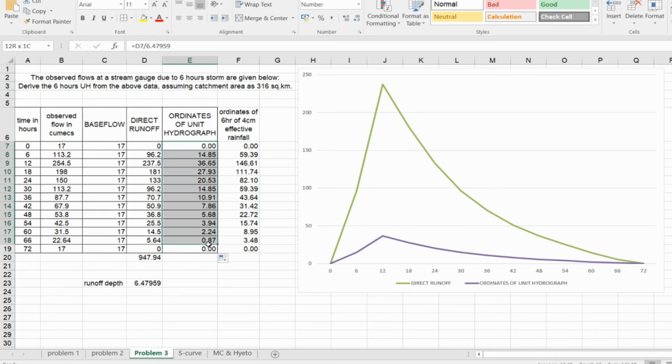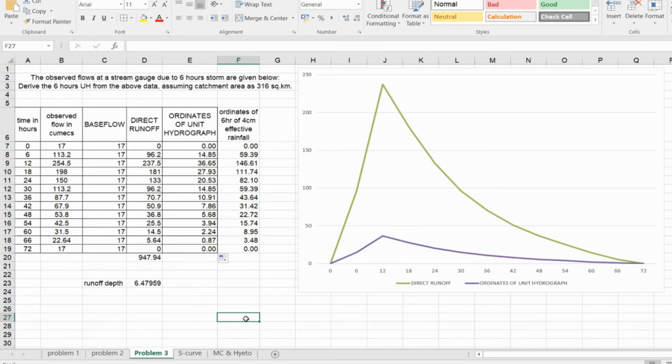So these are the values of my unit hydrograph. Okay, so once I solve the unit hydrograph, as you can see, this curve is representing the unit hydrograph, and this curve is representing the ordinates of the unit hydrograph. This curve is possible when there is a runoff depth of 6.479. Now these ordinates are valid only in the case of 1 centimeter depth of water.